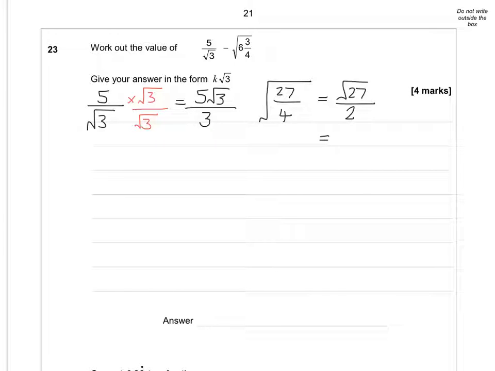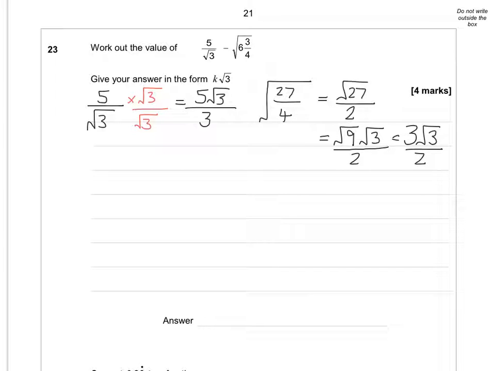Think of two numbers that multiply to give 27, but one of them has got to be a square number. So it's root 9 times root 3, and the denominator is 2. Now the square root of 9 we know is 3, and we've got root 3 here as well. So by simplifying the numerator, I've changed the second fraction.